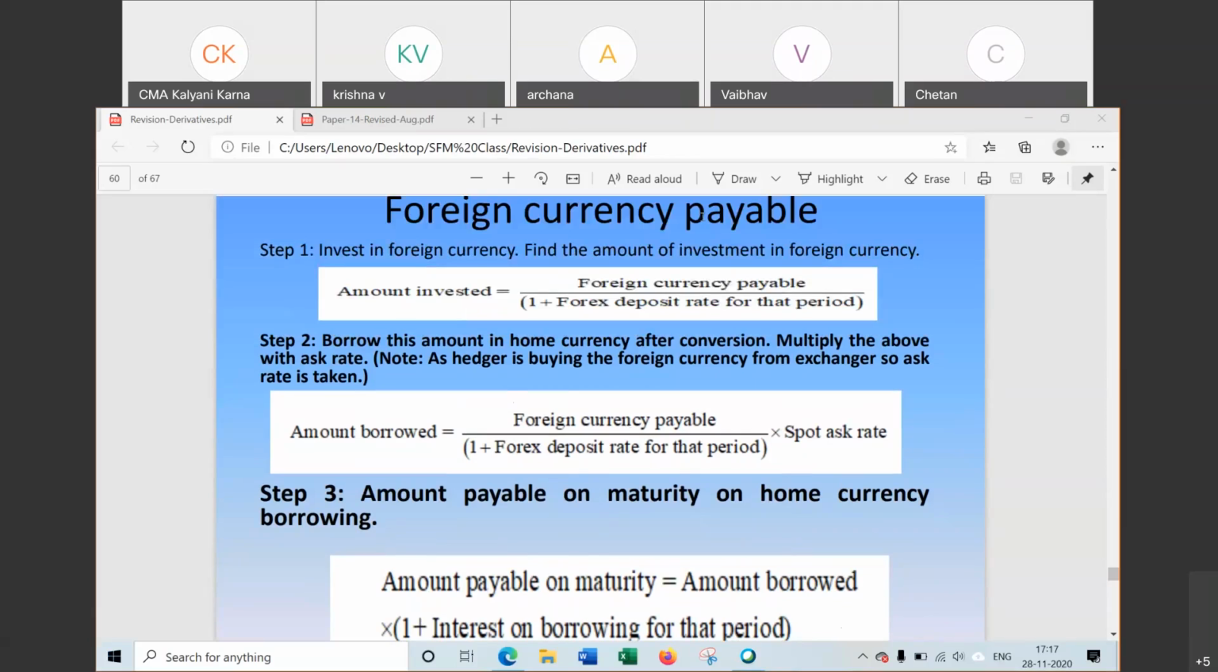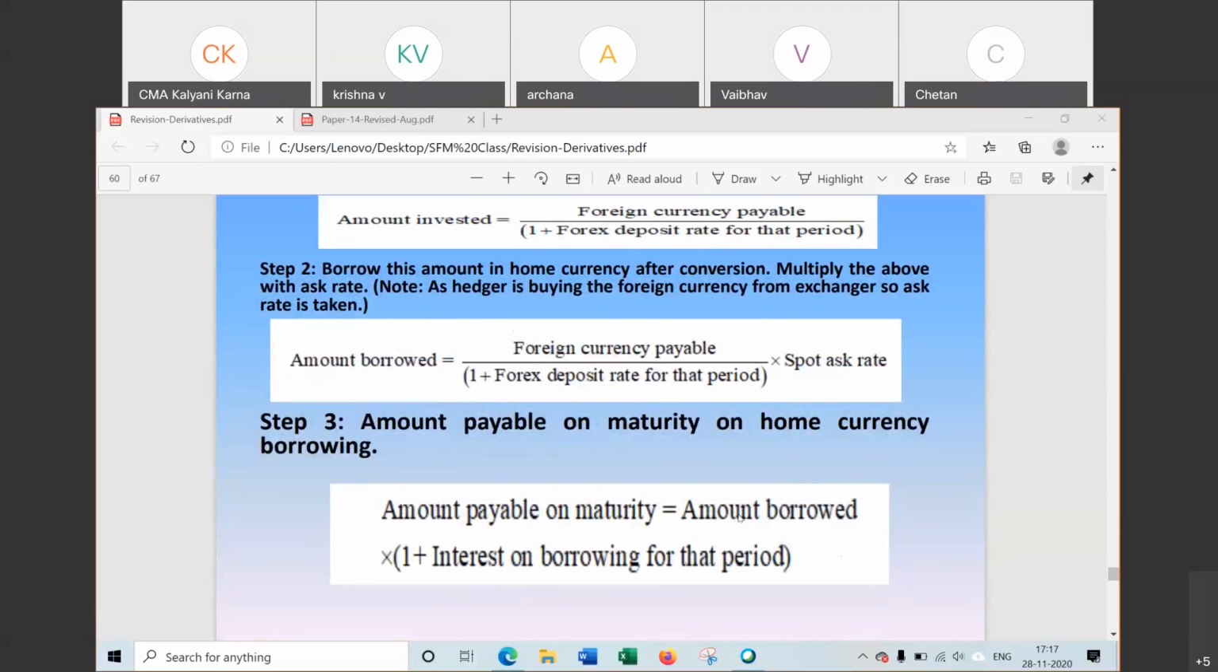So remember 2 steps in this. In foreign currency payable, what is the amount borrowed? Amount borrowed is foreign currency payable divided by 1 plus forex deposit rate, into spot ask rate. Second step, this amount borrowed plus interest on this one. Now interest will be on borrowing. Here deposit will be for forex rate. This one will be interest on borrowing.